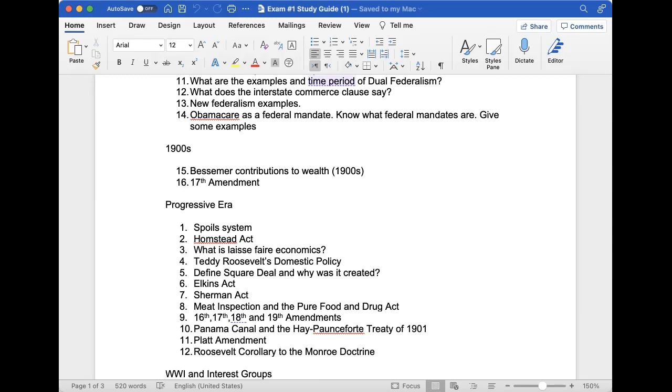Know the definition of laissez-faire economics, which is kind of the Adam Smith theory of a free market capitalist society where the government should keep their hands off the economy and let the economy guide itself.